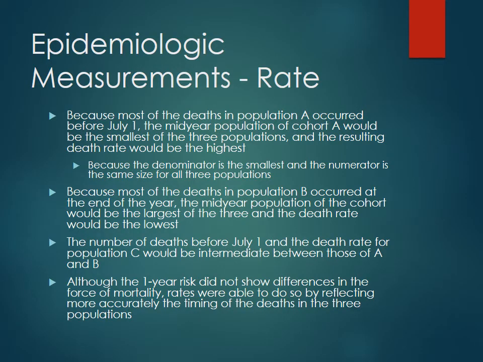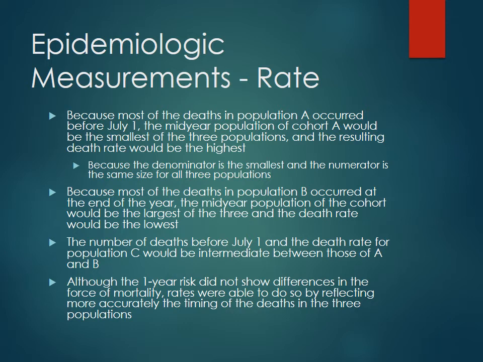So again, because most of the deaths in population A occurred before July 1st, the mid-period population of cohort A would be the smallest of the three populations, and then that resulting death rate would end up being the highest, right? So the rate would be highest, the risk is all the same here. Because the denominator is the smallest and the numerator is going to be the same size for all three populations. So, if you had 100 patients in each nursing home, again, they're all going to have 10 patients that died during that time frame, but your denominator is what's changing here.